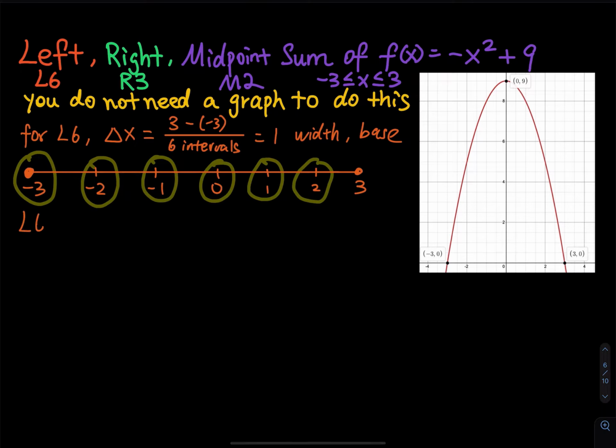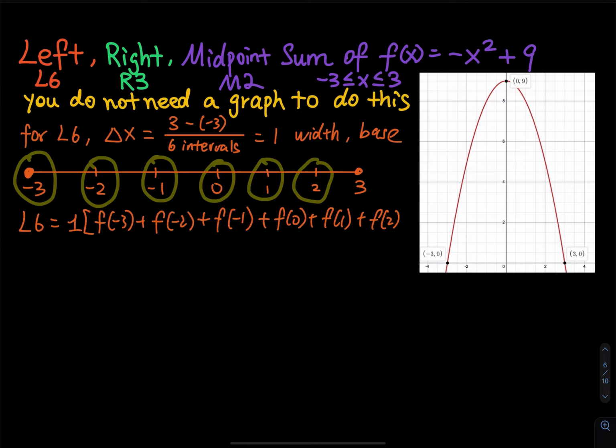And then for the left sum, we will be using the delta x, which is 1, times f of negative 3 plus f of negative 2 plus f of negative 1, take them all, plus f of 0 plus f of 1, and then plus f of 2. If you distribute the 1, you can see that 1 times f of negative 3, 1 times f of negative 2, and so on and so forth. So 1 is the base, and f of negative 3 is the height of a rectangle.